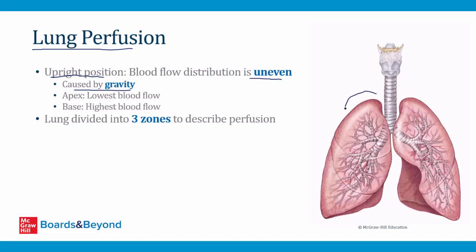So at the apex, which is the top of the lungs right here that I'm circling with my pen, that's where there's the lowest blood flow. And that's because gravity prevents blood flow from being maximal in these sections of the lung. And at the base, which are these sections down here, that's where the lung tissue receives the highest blood flow. And so because of this variability in lung perfusion, we divide the lung into three different zones to describe how the tissue is perfused with blood.